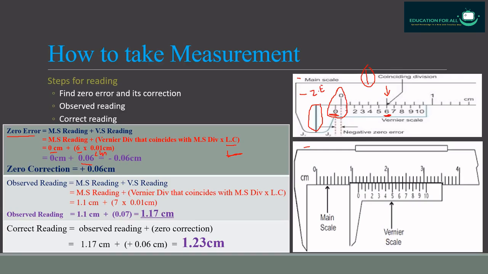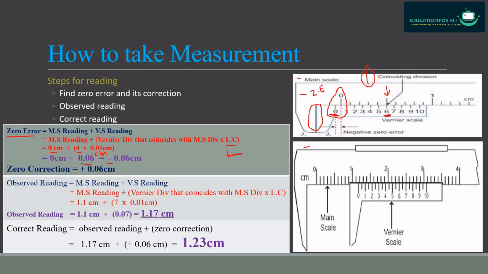0.06 centimeters. And the main scale reading, as you all know, whenever we find zero error, the main scale reading will always be 0. Which vernier division is coinciding with it? The 6th division is coinciding, so you multiply this 6 with 0.01, that is the least count of the vernier caliper. Then the answer is 0.06 centimeter.